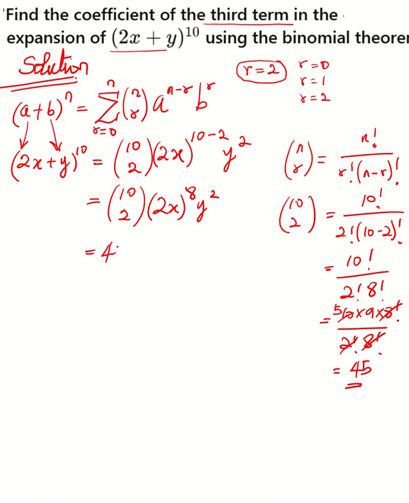So this is going to be 45 times 2 to the power of 8, when you open the bracket, x to the power of 8 and y to the power of 2. Okay? Excuse me. I wrote 8 to the power of 8 instead of 2 to the power of 8. So at this point, you will need to pick your calculator and evaluate 2 to the power of 8. So let me evaluate 2 to the power of 8 with my calculator.